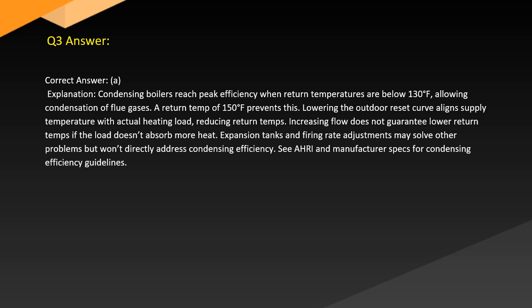Answer. Correct answer: A. Explanation. Condensing boilers reach peak efficiency when return temperatures are below 130°, allowing condensation of flue gases. A return temp of 150° prevents this. Lowering the outdoor reset curve aligns supply temperature with actual heating load, reducing return temps. Increasing flow does not guarantee low return temps if the load doesn't absorb more heat. Expansion tanks and firing adjustments may solve other problems but won't directly address condensing efficiency. See AHRI and manufacturer specs for condensing efficiency guidelines.